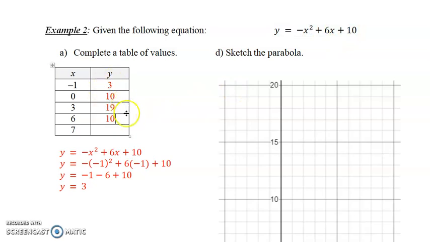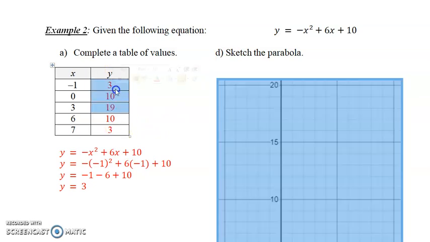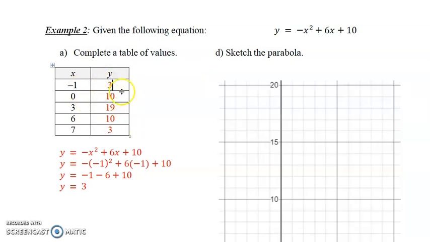You notice a pattern's come back down there. If it was 7, put a 7 in, 7 squared is 49, make it -49. 6 times 7 is 42. 42, subtract 49 is -7. -7 plus 10 is 3. I've done this purposely, but you see there's a pattern here: 3, 10, 19, back down to 10 and 3. Okay, and there's a reason for that. I'm going to show you that in a minute with the table of values that I created.